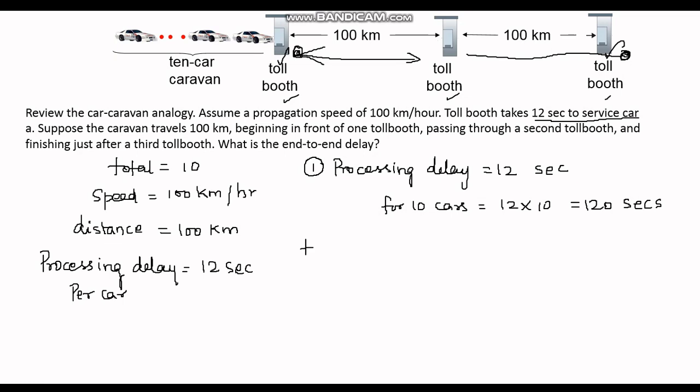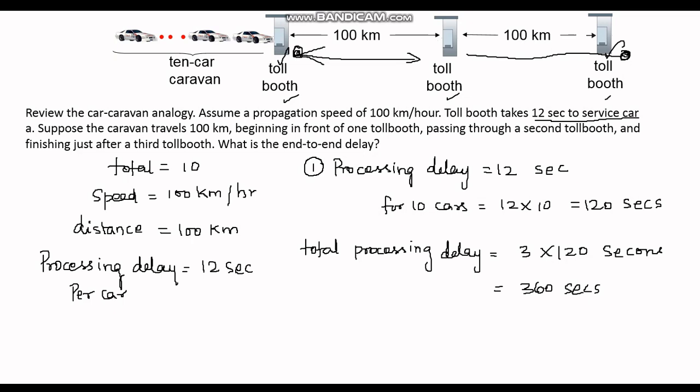So the total processing delay: because there are three toll booths, I just say 3 into 120 seconds, and it is nothing but 360 seconds. When I convert that into minutes, I divide this by 60 and I get 6 minutes. So this is the processing delay.